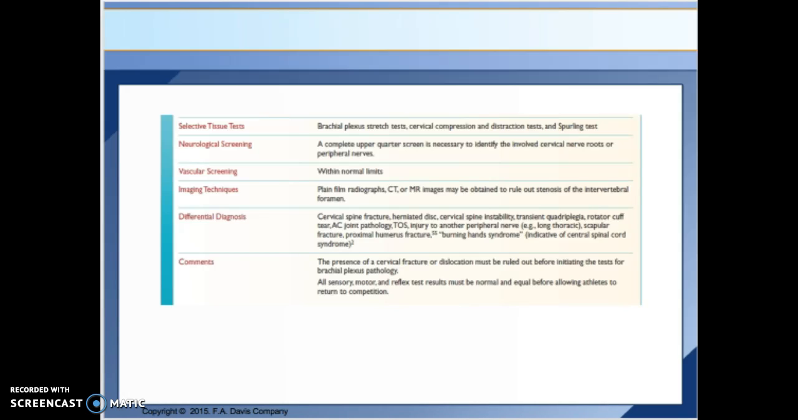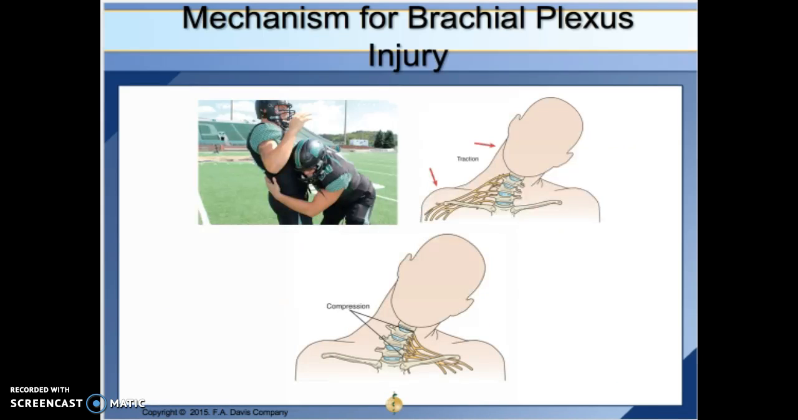All right, we would also do a complete upper quarter screen because we want to make sure that there hasn't been any residual nerve root deficiency and/or problems with the peripheral nerves. This patient does not necessarily need to be referred. And another thing to keep in mind, if they have a positive history of a brachial plexus injury, then it may take them longer to recover when they have a subsequent injury. So you might have to treat them more conservatively.